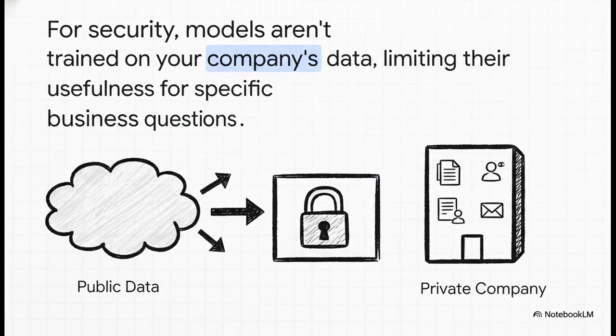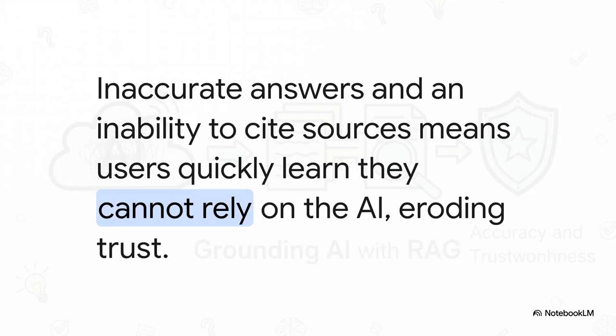Now this one is absolutely critical, especially for businesses. For really good security and privacy reasons, these public models are not trained on your company's private, internal documents. They haven't seen your customer data, your Slack messages, your emails. And that means they can't answer specific questions about your business, which makes them pretty limited for a lot of real-world work.